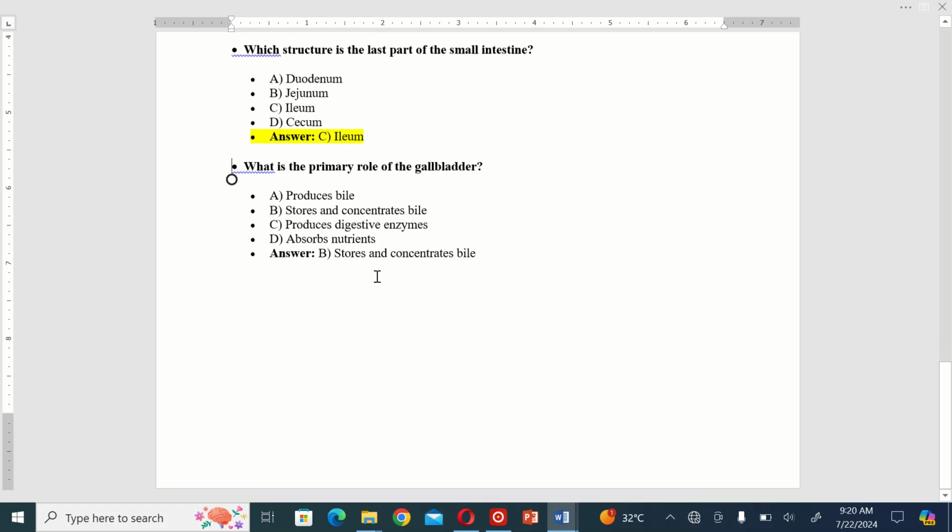What is the primary role of the gallbladder? A. Produce bile. B. Store and concentrate bile. C. Produce digestive enzymes. D. Absorb nutrients. So the correct option is store and concentrate bile.